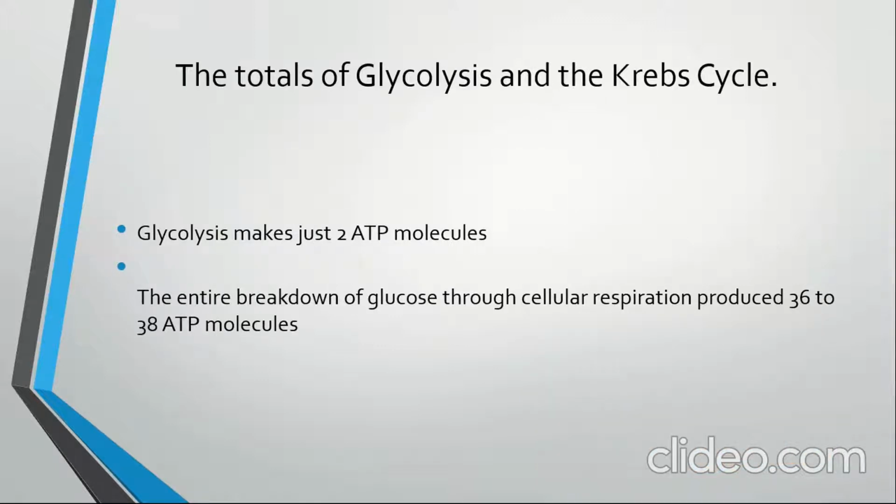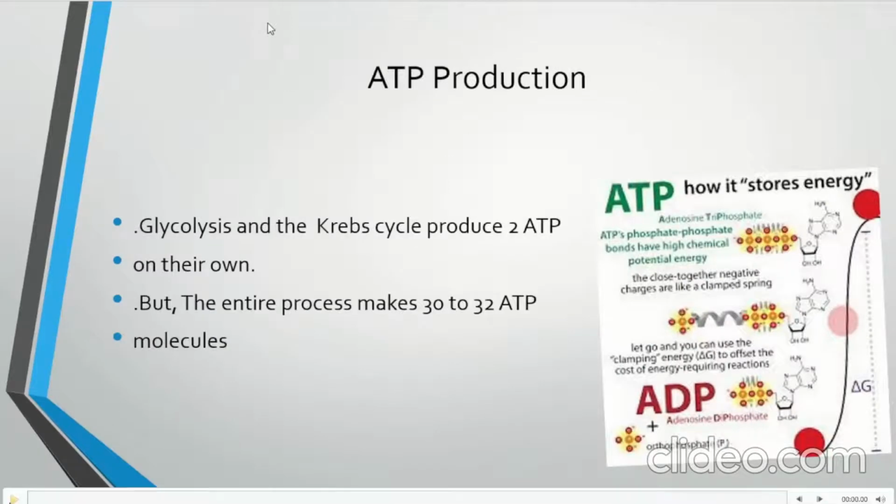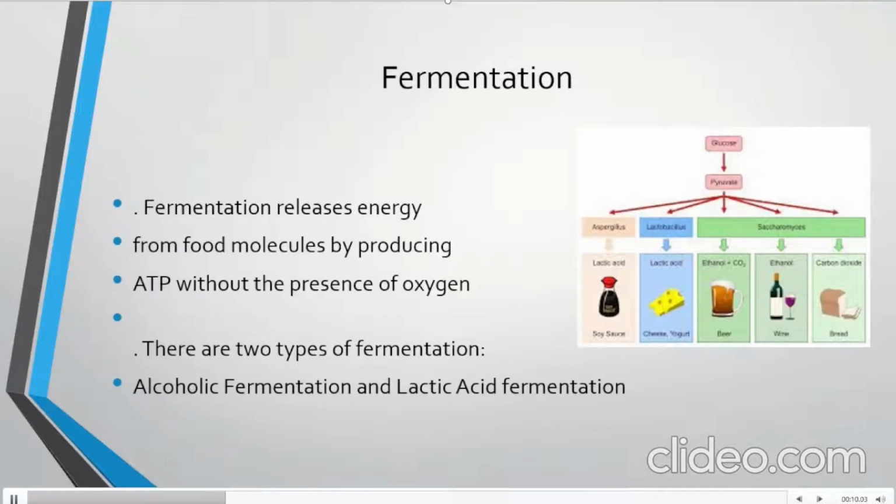The totals of glycolysis and the Krebs cycle. Glycolysis makes 2 ATP molecules. The entire breakdown of glucose through cellular respiration produces 36 to 38 ATP molecules. ATP production: glycolysis and the Krebs cycle produce 2 ATP on their own, but the entire process makes 30 to 32 ATP molecules. Fermentation. Fermentation releases energy from food molecules by producing ATP without the presence of oxygen.